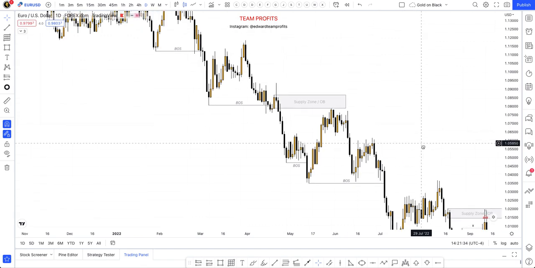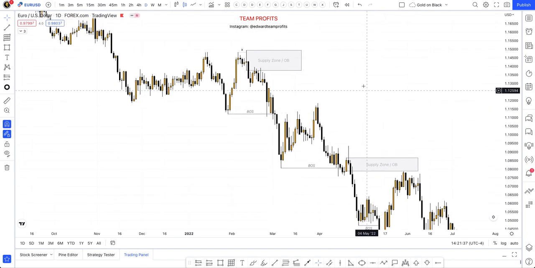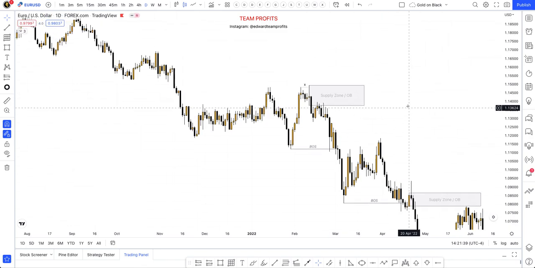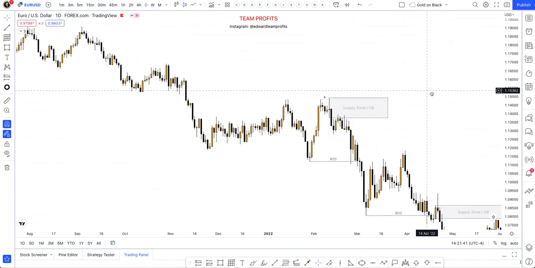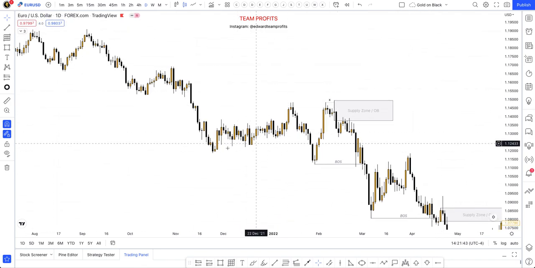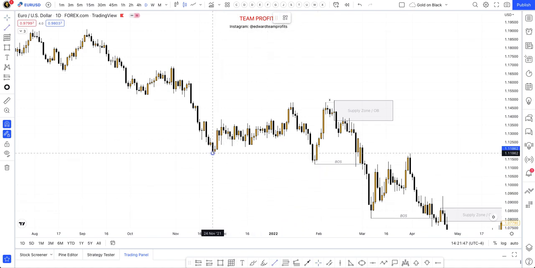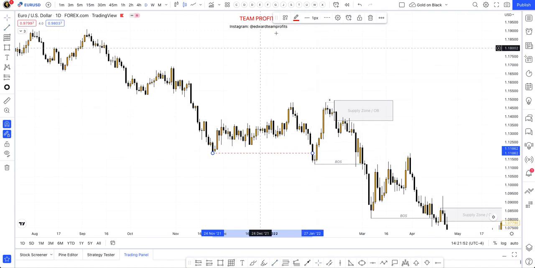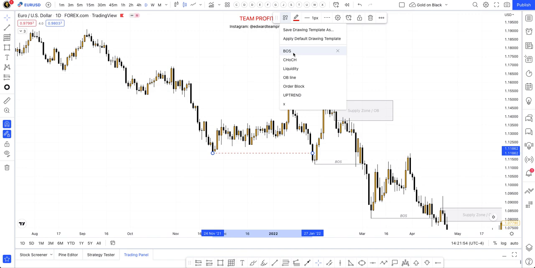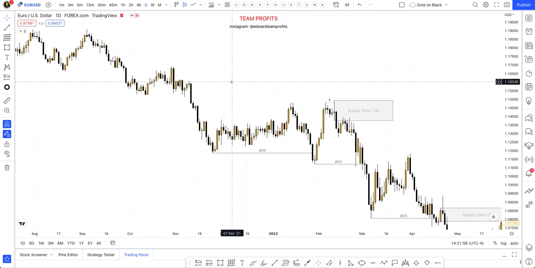So let's just continue, maybe giving another example right here. You see that this is definitely a BOS. The market has closed low, right? The body of the candle did close actually below the previous low. So that's definitely a break of the structure.